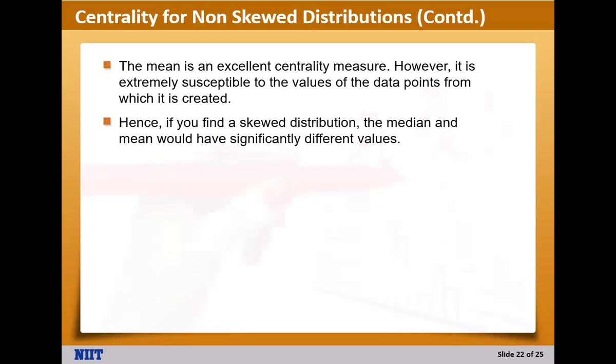Then the mean is an excellent centrality measure. However, it is extremely susceptible to the value of the data points from which it is created. What they are trying to tell us is that with the mean, the values in the data set affect it more than other measures of centrality, like the median. If you have a wide range of values in a data set, the values affect the mean more than the median.